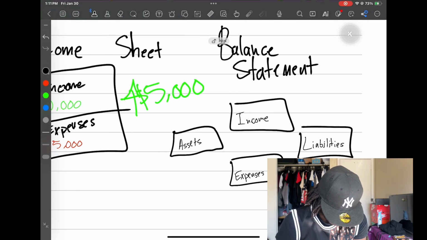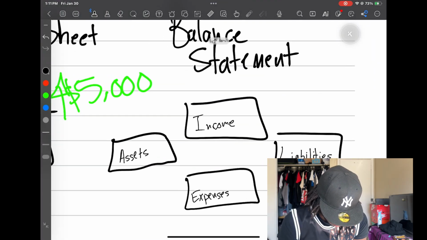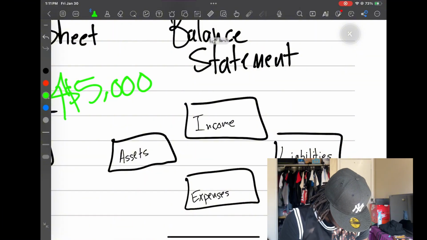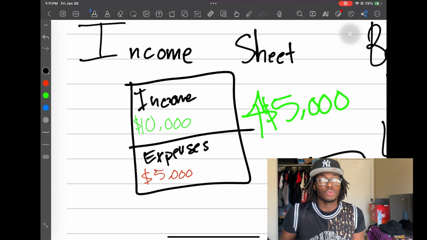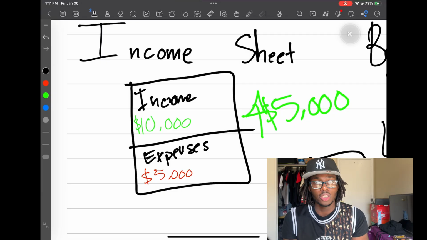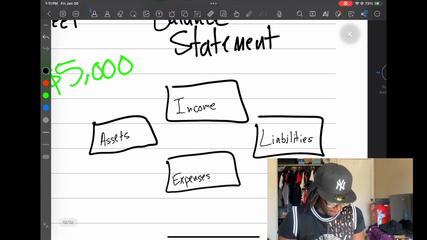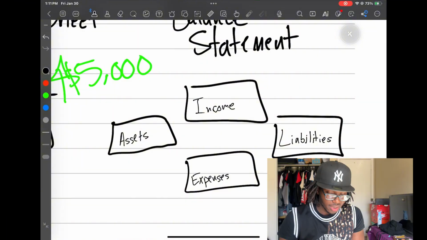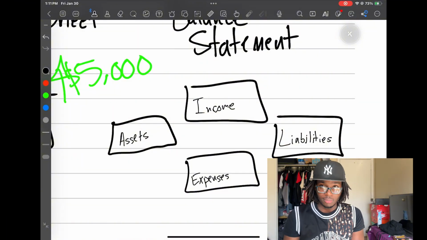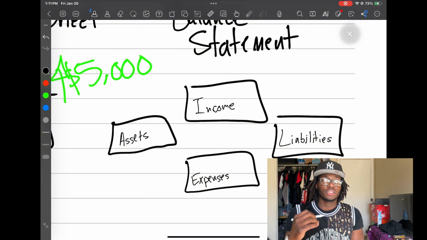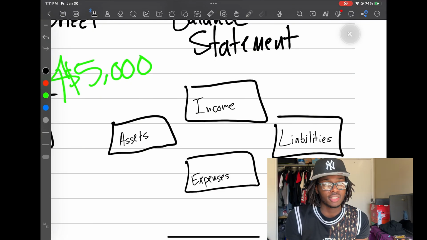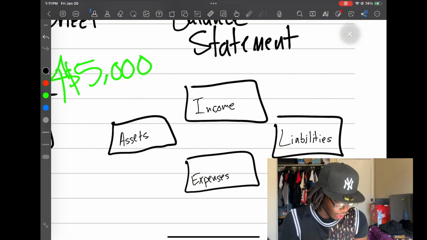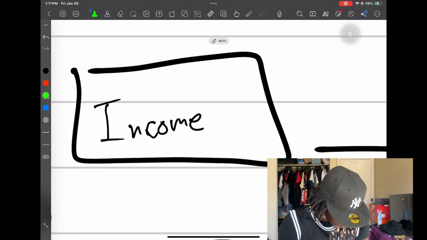Now, income in the income sheet is everything you got. That's your job, real estate, everything. But income in the balance statement is actual legal income. That's basically just what you're bringing in when you spend time for money. So basically just a job, like what your job is. You feel me? So let's write that down.